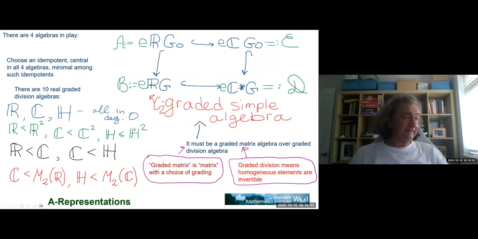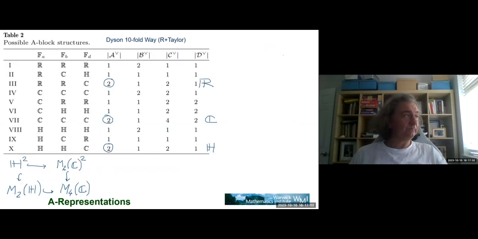And the fact that there are only 10 real graded division algebras gives the Dyson tenfold way. How? Essentially, that's how we introduce the Dyson tenfold way. Dyson did smart calculations with matrices, and his notation is slightly different. So let me show the previous slide.